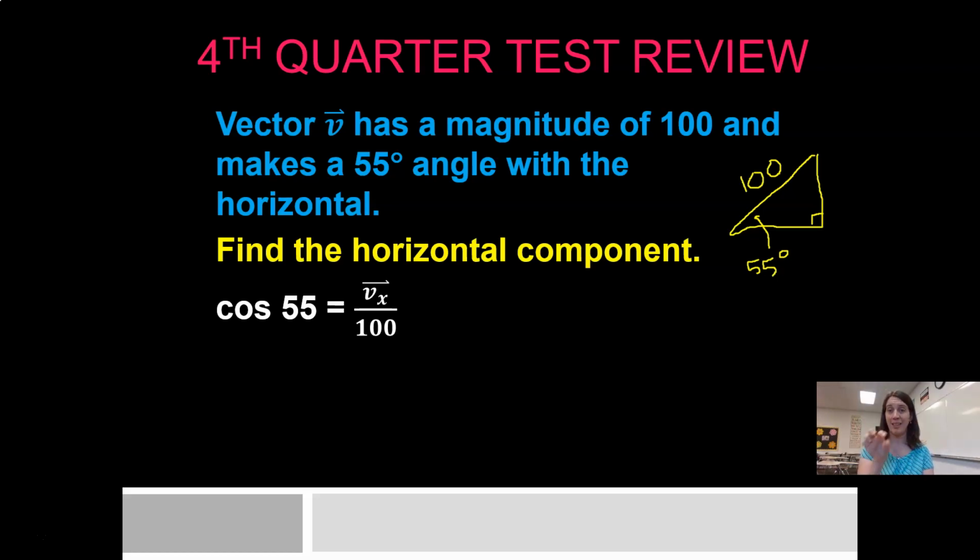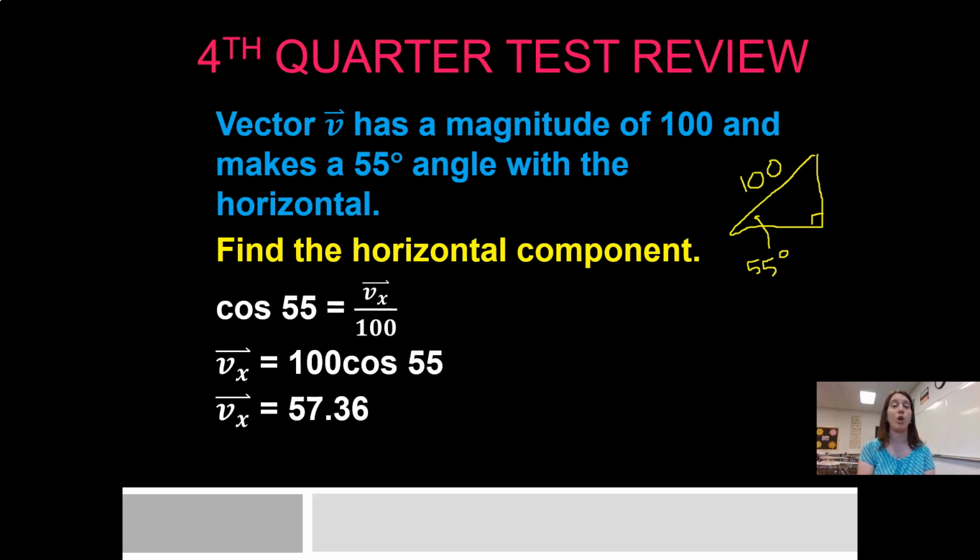It was vector v, and then I got a little x, because x is in the horizontal direction, and there's my hypotenuse of 100. Well, to get the vector x component by itself, we need to get rid of the divided by 100, so I'm going to multiply by 100. Remember, don't do 55 times 100, it's 100 times the cosine of 55. When I typed it on my calculator, I found out that the horizontal component was 57.36.